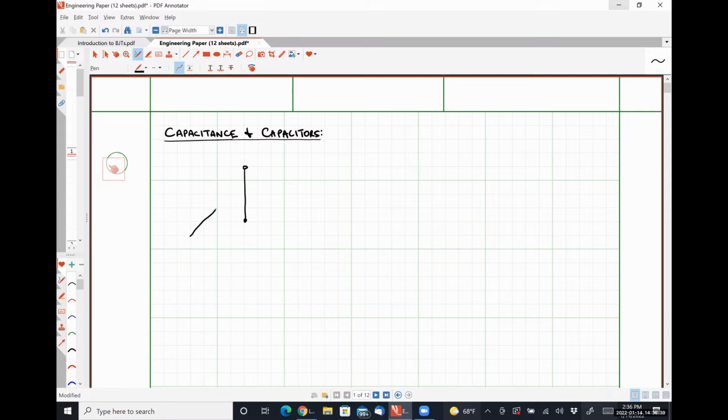So a capacitor, I could draw these lines in parallel, is really kind of a sandwich structure like so. So we have two metal plates. And they are separated by some distance d. Okay.